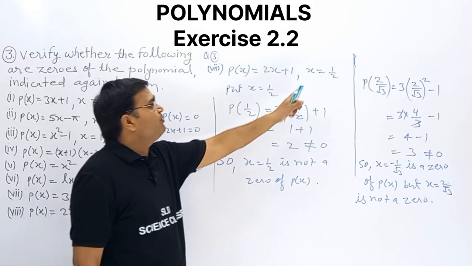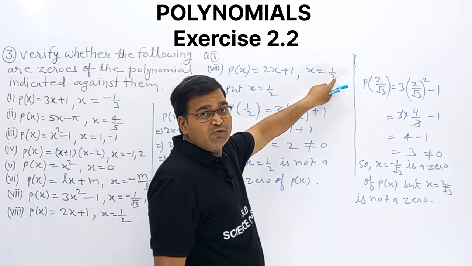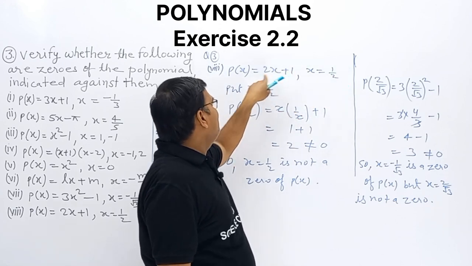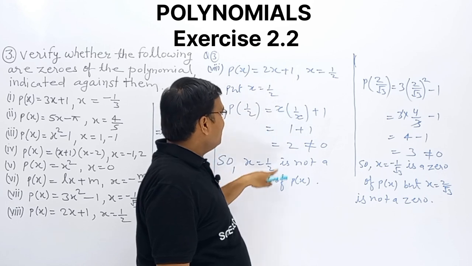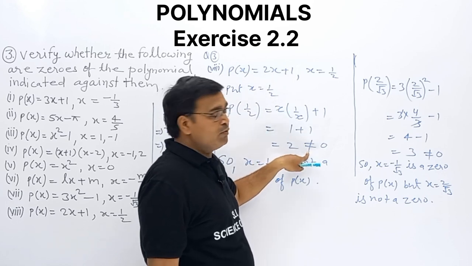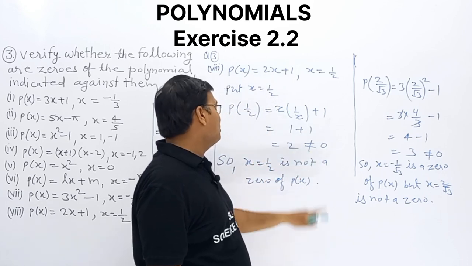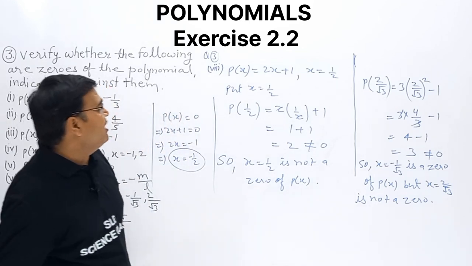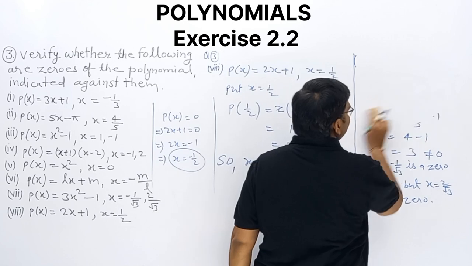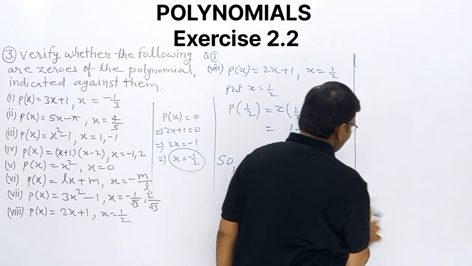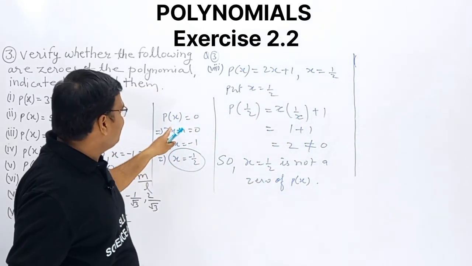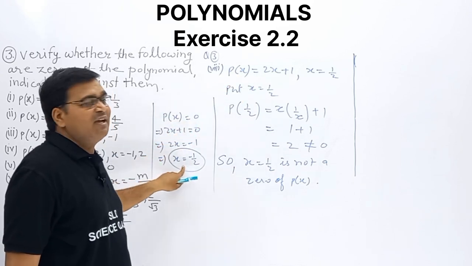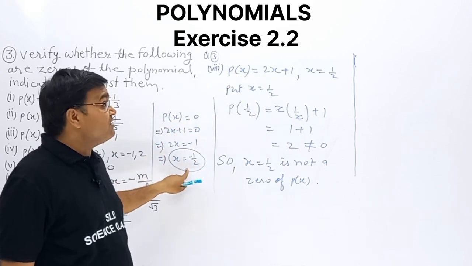But in the question what are we having? X equal to 1 by 2. Is this one the 0 or not? We are putting it into the polynomial. What value are we getting? X equal to 1 by 2, then we are getting 2, and this is not equal to 0, so we can say x equal to 1 by 2 is not a 0 of this one. If the same question is given like this, what will be its 0? We calculated. We will put this polynomial equal to 0, solve this one, we are getting x equal to minus 1 by 2. This is the 0.